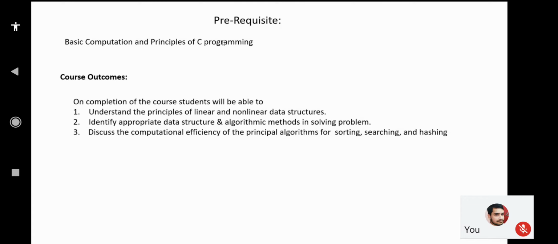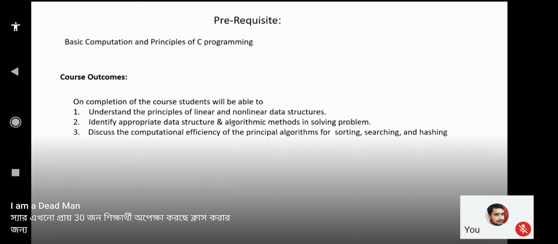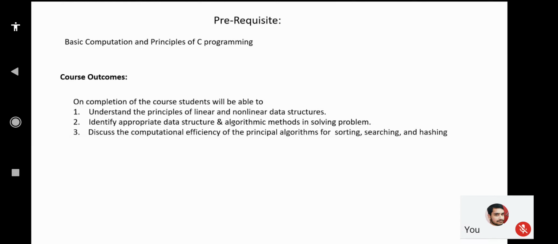Now the thing is the appropriate data structure. We have so many data structures, but for a particular problem, you have to identify which is appropriate. That means after completion of that course, students are able to identify appropriate data structure for the appropriate problem. Number 3 is also very important: discuss the computational efficiency of the principal algorithms for sorting, searching, hashing. Not only that, for trees, queues, stack, and all.